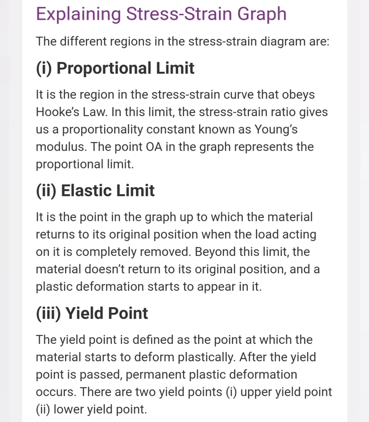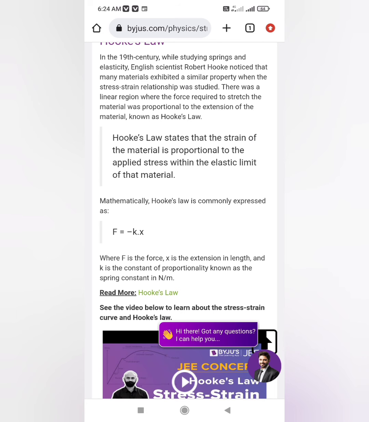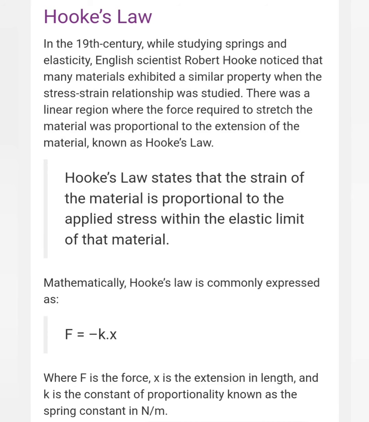1 kilopascal equals 10 to the power 3 Pascal or 10 to the power 3 Newton per meter square. 1 megapascal equals 10 to the power 6 Pascal or 10 to the power 6 Newton per meter square or 10 to the power 6 Newton per 10 to the power 6 mm square or 1 Newton per mm square. And 1 gigapascal equals 10 to the power 9 Pascal or 10 to the power 9 Newton per meter square or 10 to the power 9 Newton by 10 to the power 6 mm square or 10 to the power 3 Newton per mm square or 1 kilonewton per mm square.